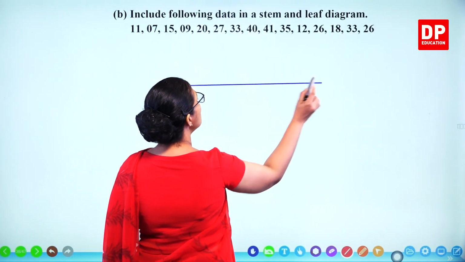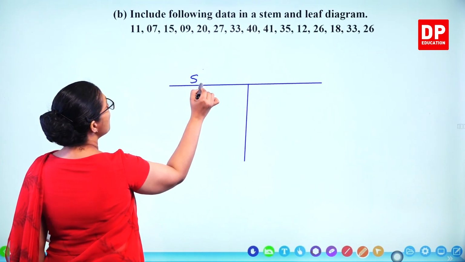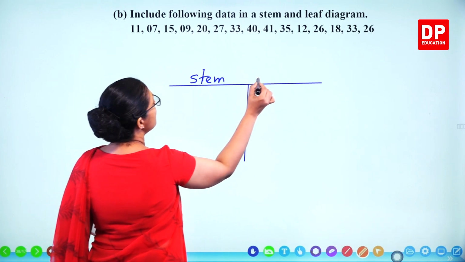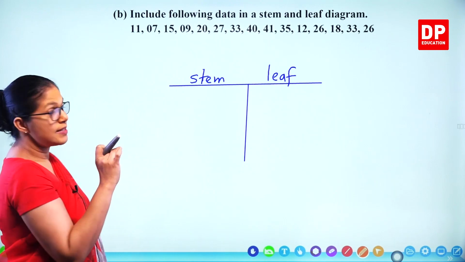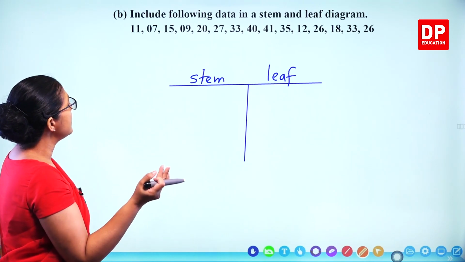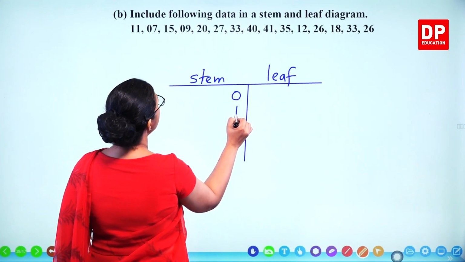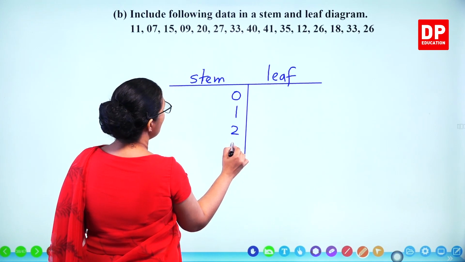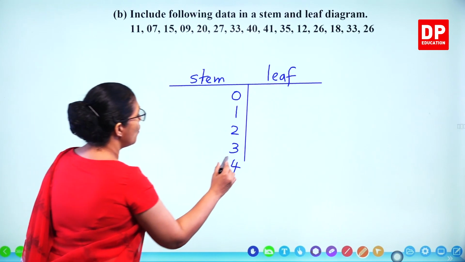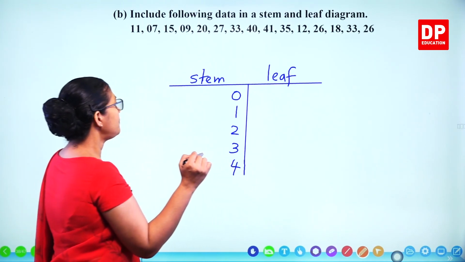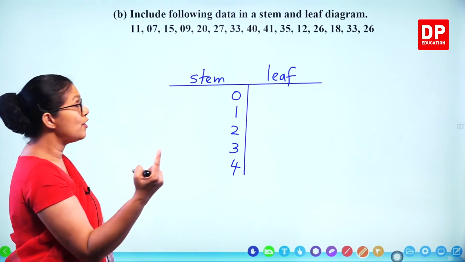So what you do first, you draw a T letter like this and include stem values to the left, leaf values to the right. And the first digit we take as stem, second digit leaf. So you get 0 first. So 0, 1, 2, 3, 4. So no 50s. So up to 4. Now you have to find out the leaf values in order.